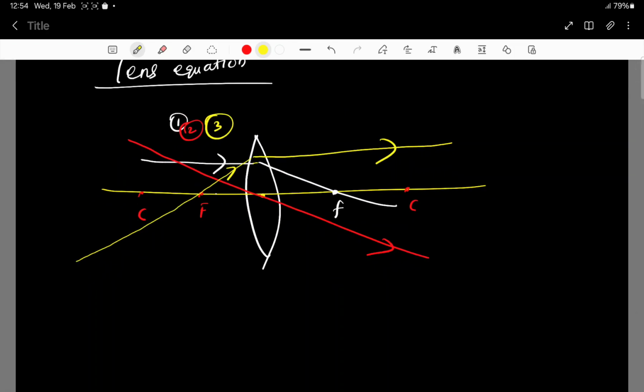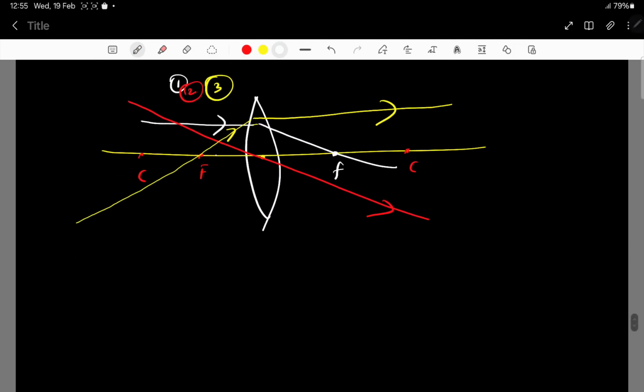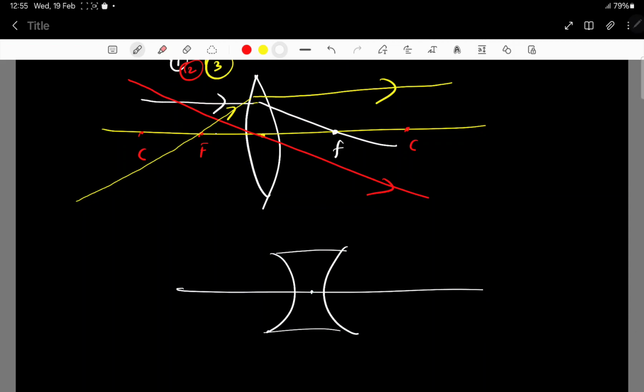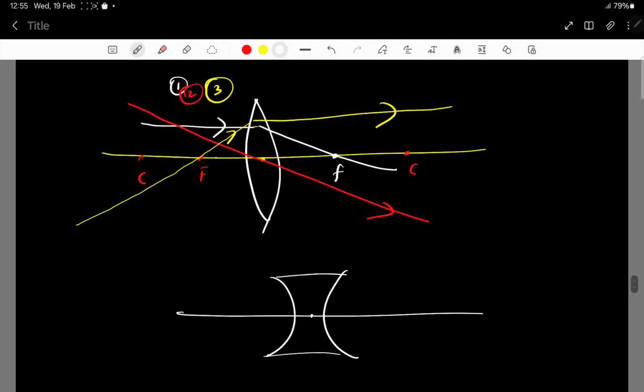I have drawn these rules for the convex lens, and of course I can define the same rules for the concave lens as well. But here the rules are a little different. See, consider rule 1 here. If I send the light ray parallel to the principal axis, after getting refracted, it will start to diverge away, and if I marginally extend this light ray's path backwards, it appears to be coming from the focal point.